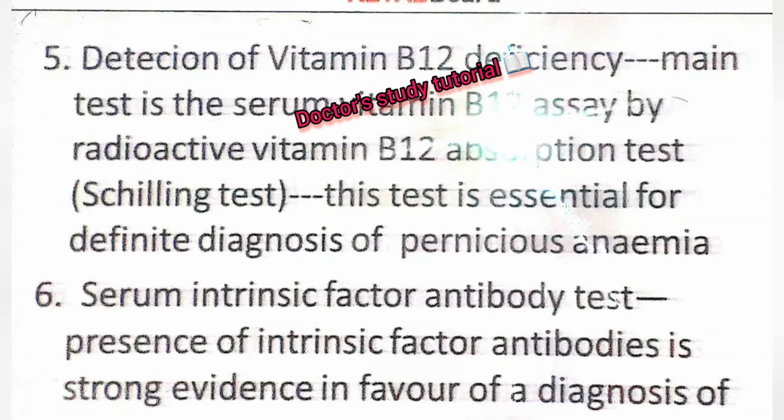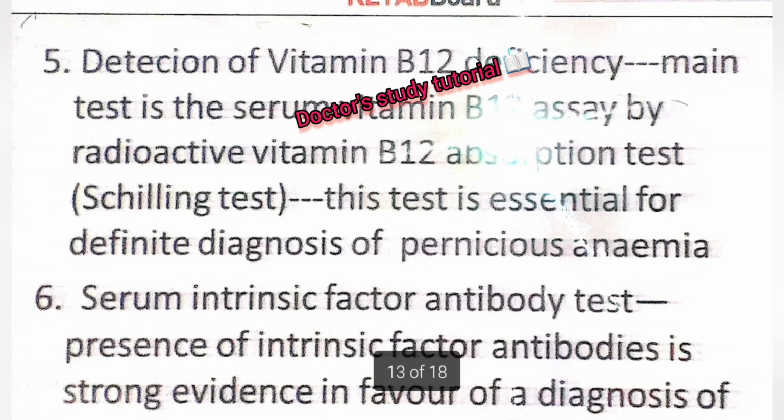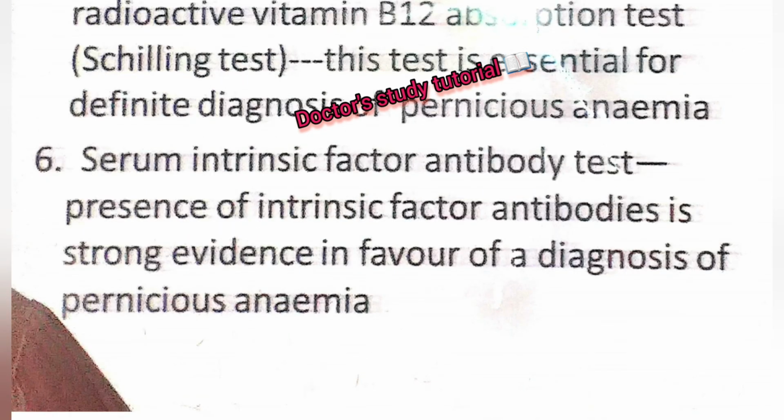Detection of vitamin B12 deficiency. The main test is the serum vitamin B12 assay and the radioactive vitamin B12 absorption test, which is the Schilling test. This test is essential for the definite diagnosis of pernicious anemia. Then the serum intrinsic factor antibody test. Presence of intrinsic factor antibody is strong evidence in favor of the diagnosis of pernicious anemia.